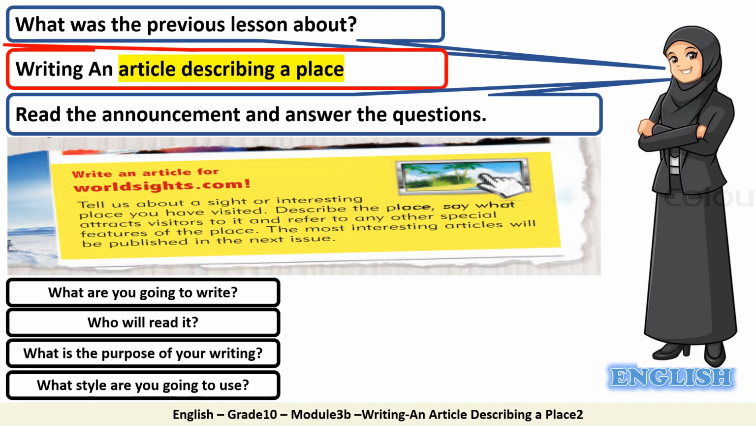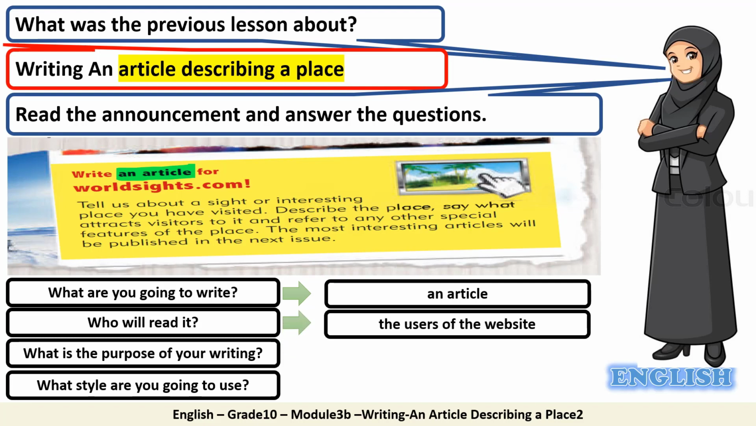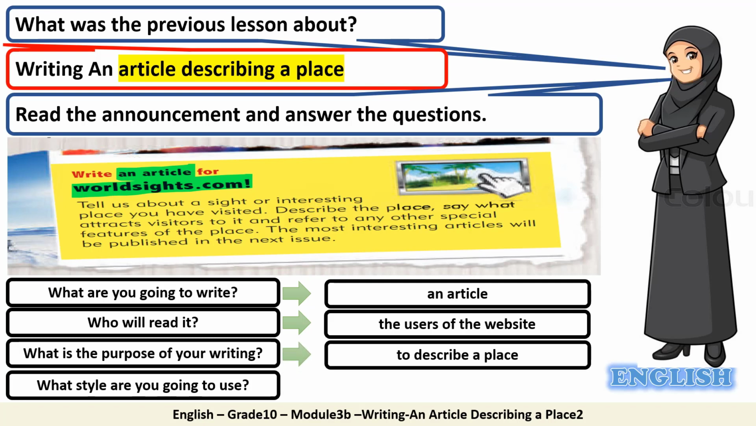Let's share answers. What are you going to write? Very good. We're going to write an article. Now, who will read it? Excellent. The users of the website, and the website is wordsites.com. Third question. What is the purpose of your writing? To describe a place, and the evidence is in the announcement itself.